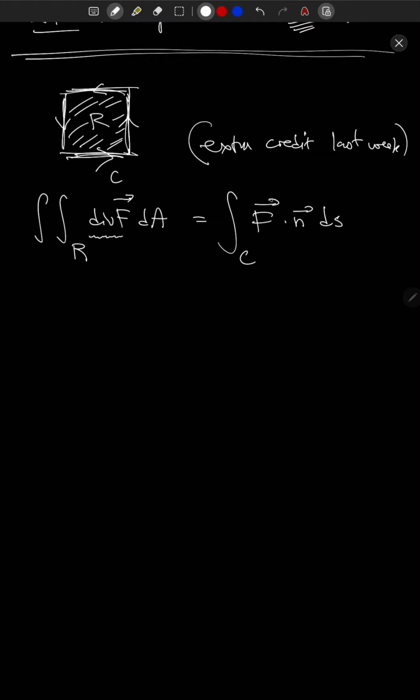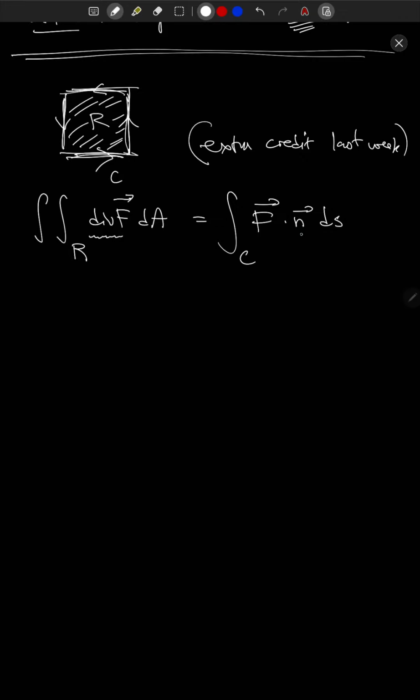On the right-hand side, we have f is a vector field. F dot n ds, we talked about that in the last sections. And of course, if you just think of it as f dot n, then that's just a function, and you're integrating a line integral over your curve. However, you can also think of it in a way more natively as a line integral of a vector field.